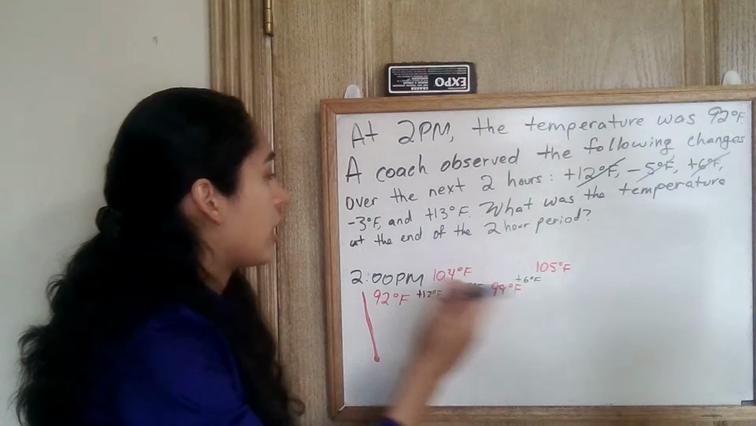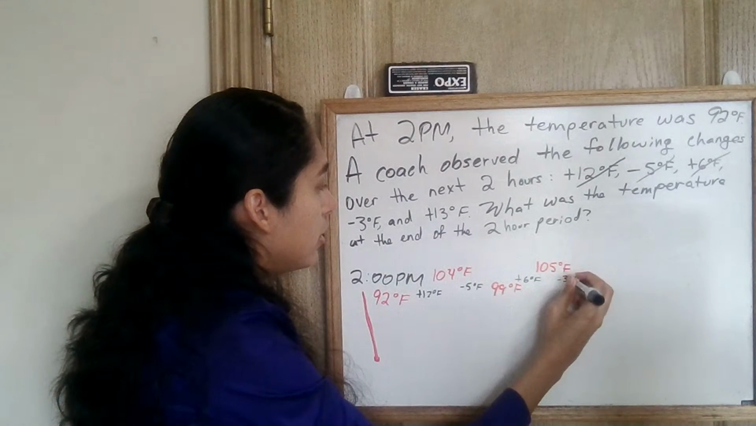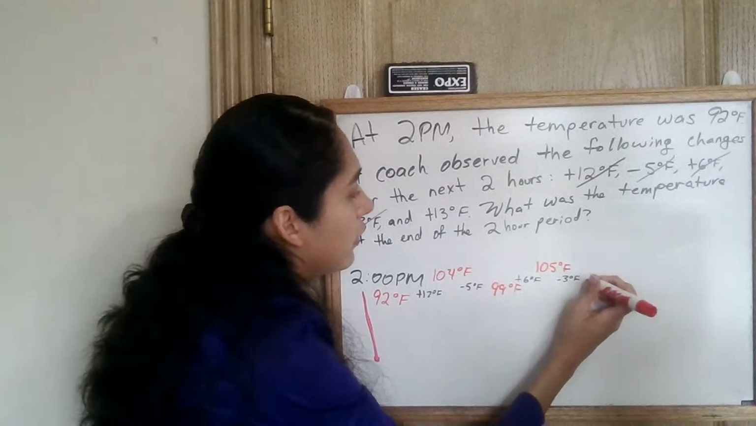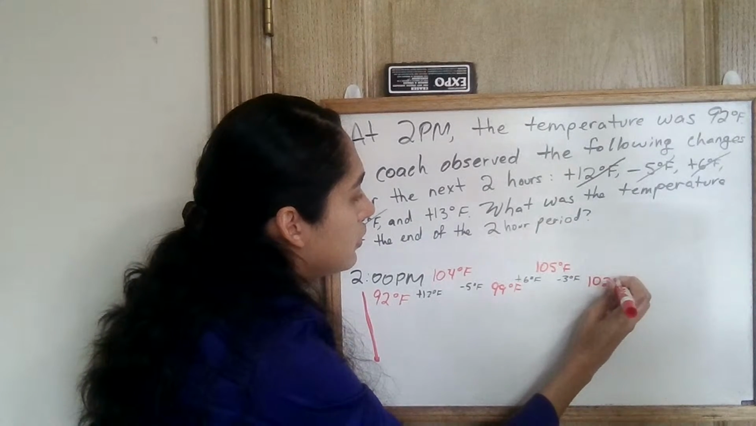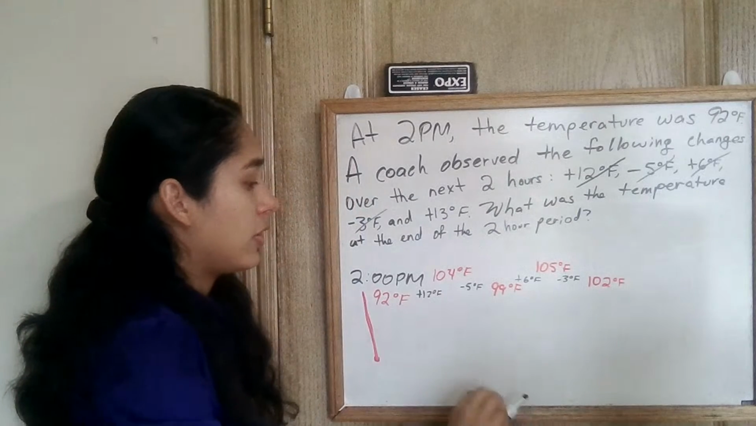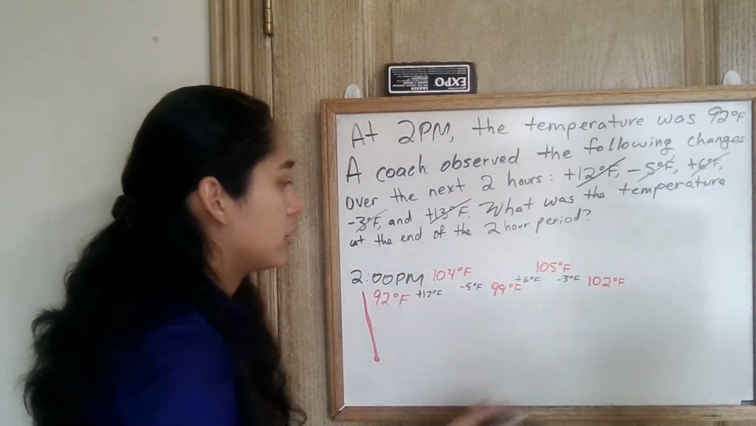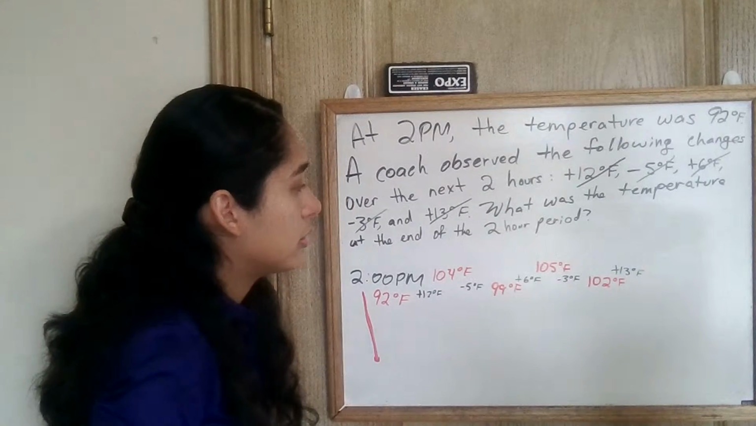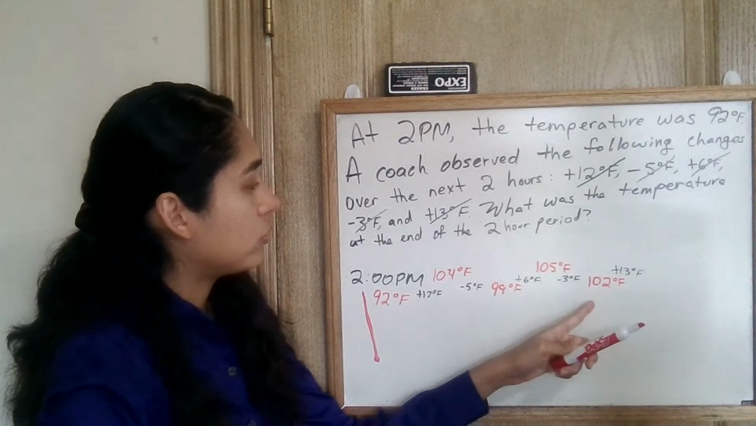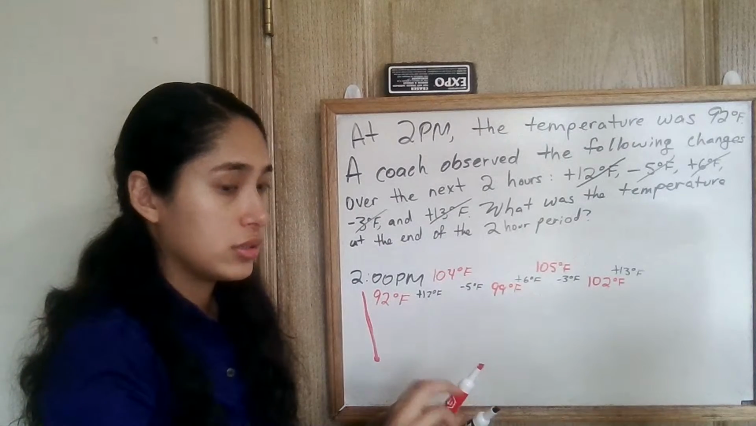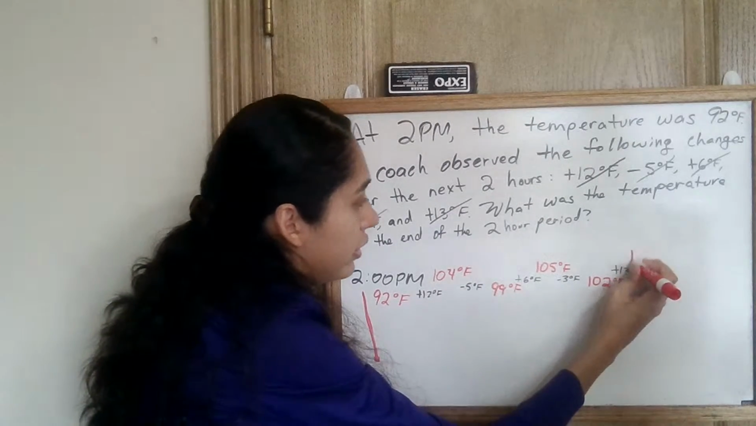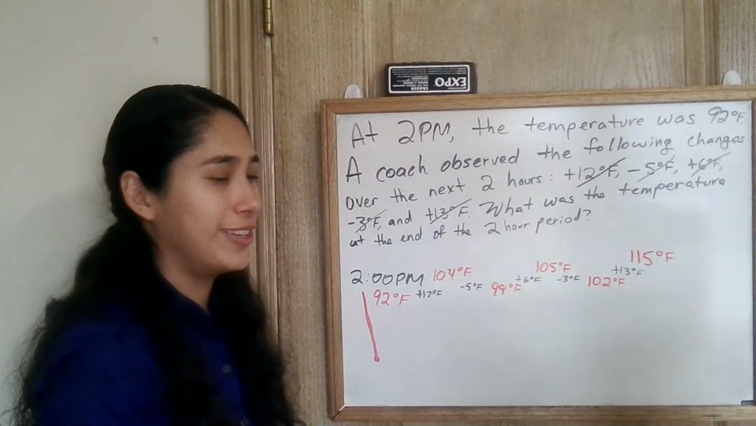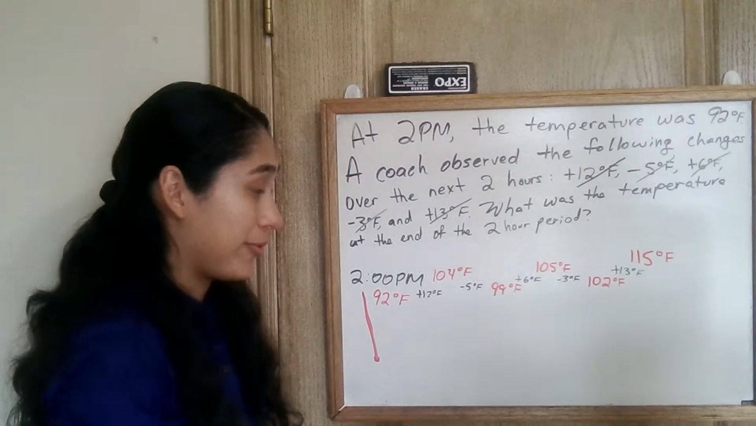Degrees. And then we're going to subtract by 3 degrees Fahrenheit. It's going to be 102 degrees Fahrenheit. And then we're going to add 13 degrees. That's drastic. So 102 plus 13 is 115. Oof, that's hot. I do not look forward to summer in Texas. It's going to be very hot.